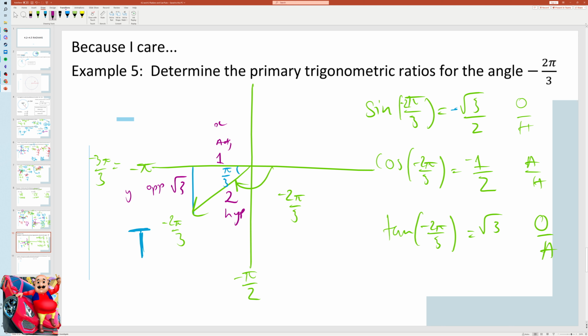By the way, the reason why we do the CAST rule at all is because of the signage on our x's and y's. If you saw this as a negative 1, and this as a negative root 3, those are actually better labels, and you would notice that it already encodes which ones are going to be positive or negative. We have a negative sine value there because our y value is negative. We have a negative cosine value there because the x value is negative. We have a positive tan value because the ratio between x and y is positive. Okay.